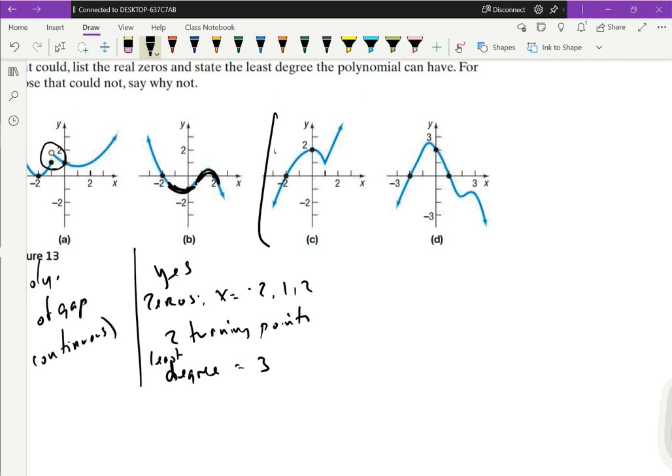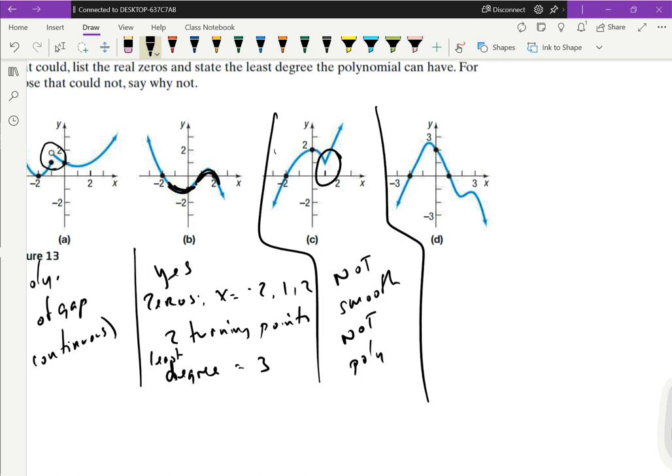When we take a look at letter C, okay, letter C has a problem here because we have a cusp. Okay, so it is not smooth. Therefore, it is not a polynomial. Then we take a look at letter D. Letter D does appear to be smooth and continuous. So yes, that one is a polynomial function. If we take a look at our zeros, looks like we have only 2. Looks like we're at -2 and +1.